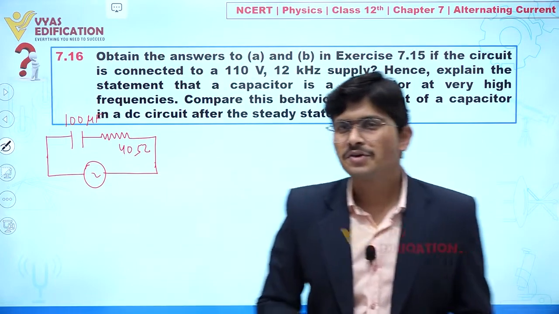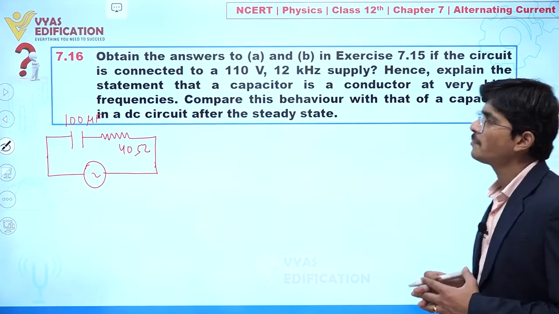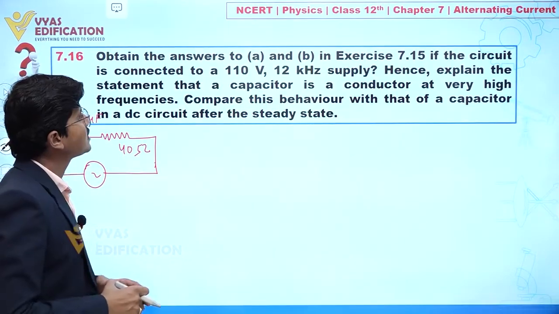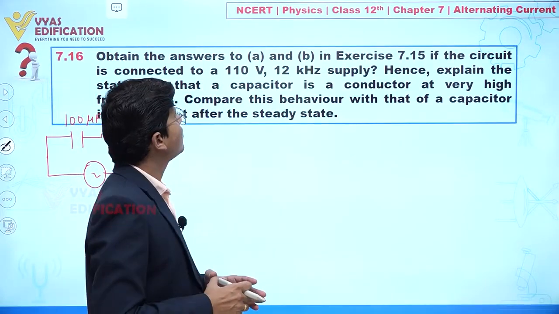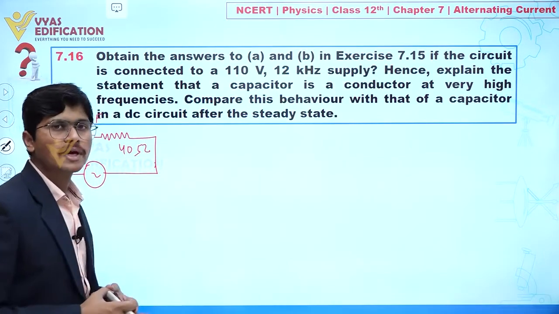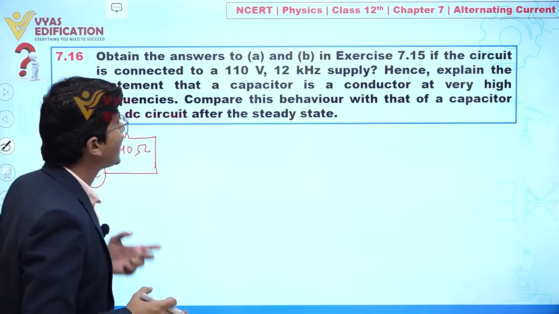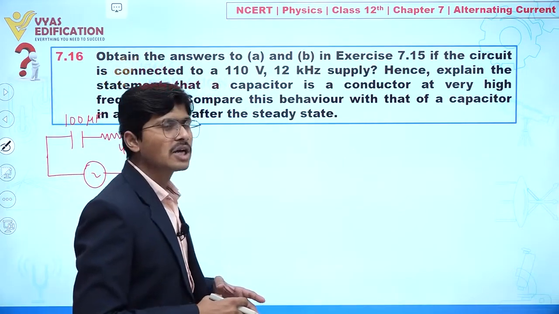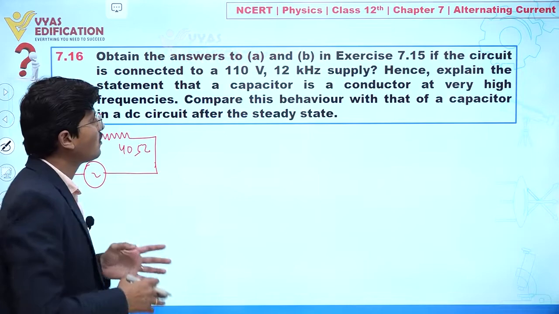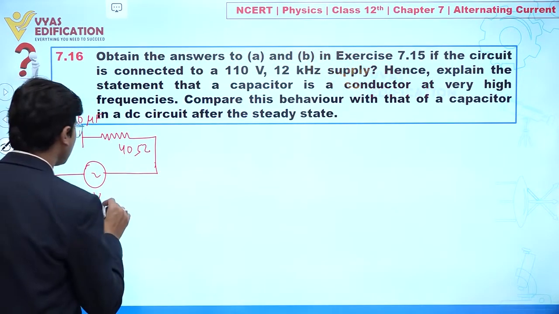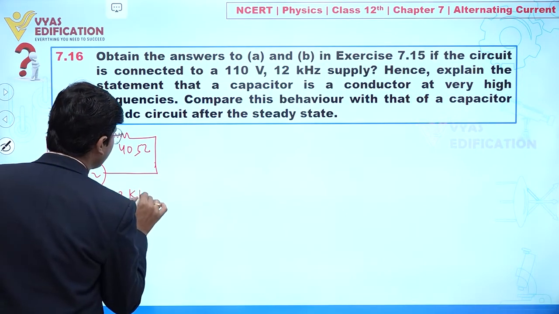Now dear student, we are going to discuss question number 7.16. In this question it is given: obtain the answer to A and B in exercise 7.15 if the circuit is connected to a 110 volt and 12 kilohertz supply. Clear? So I have already drawn this diagram that you have already seen, and the input supply voltage is given as 110 volt and this is 12 kilohertz.